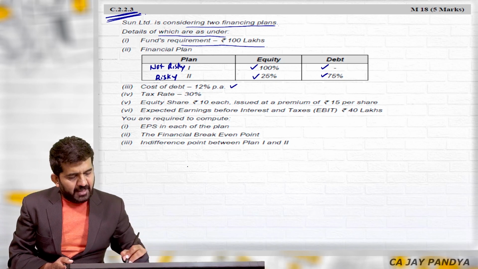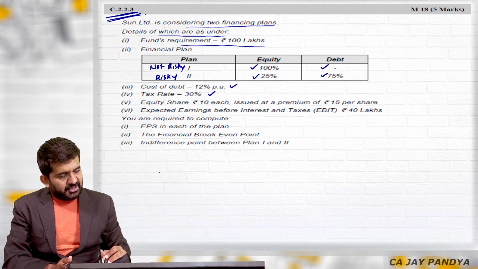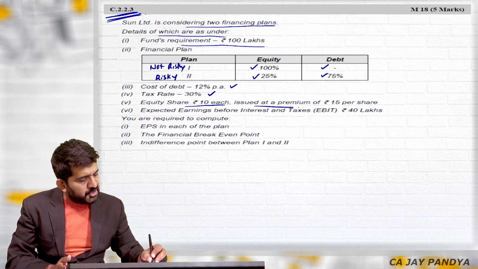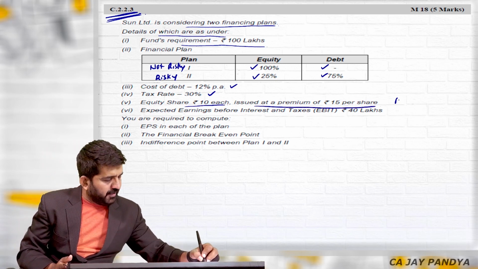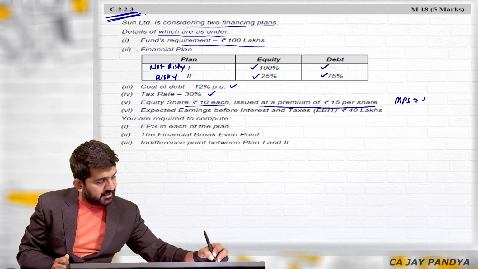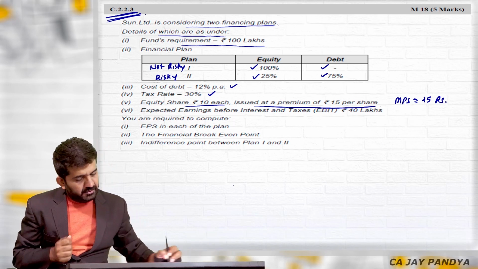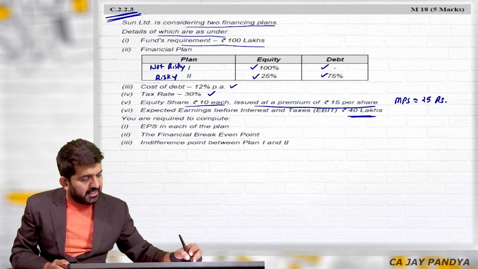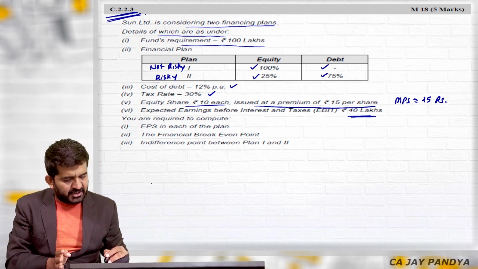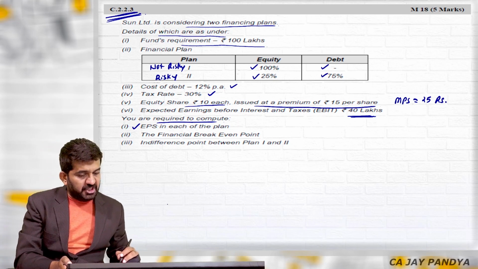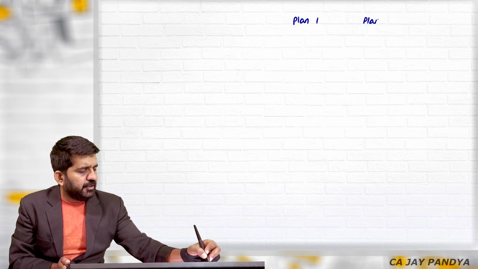Cost of debt is 12% per annum. Tax rate is 30%. Equity shares are of rupees 10 each, issued at a premium of rupees 25. So the issue price of the share is 25 rupees. Expected EBIT is 40 lakhs. Now if the plan changes, EBIT is going to remain the same. You are required to compute EPS of each plan. Plan 1, plan 2.